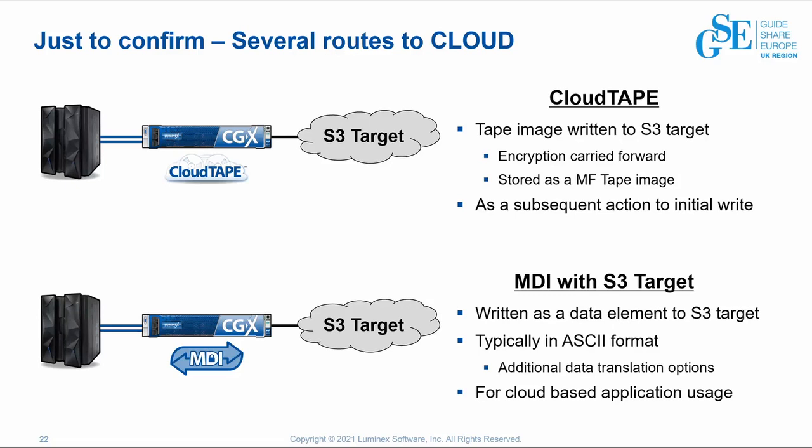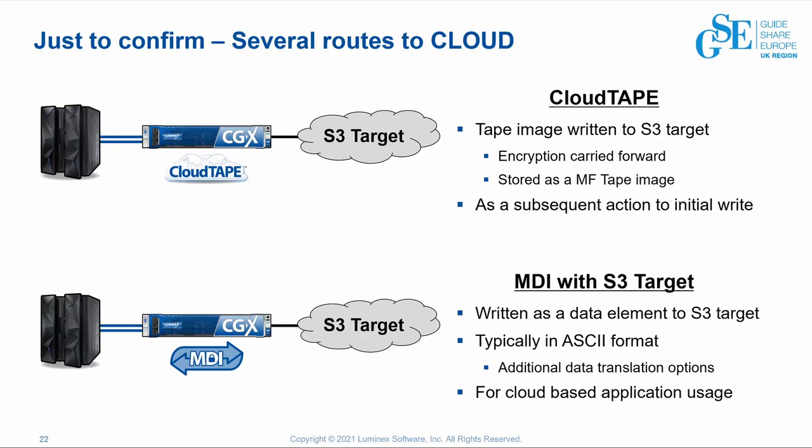The alternative is to use the mainframe data integration software, and passing the image through that, it strips off the tape element and it gets written as a data element to an S3 target. We have data translation options, so it's typically going in ASCII format. And for those use cases, it's based for cloud-based application use. It's either cloud-based application or external applications that use cloud as the storage.